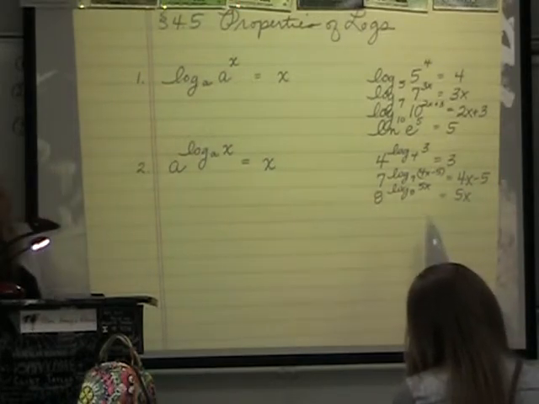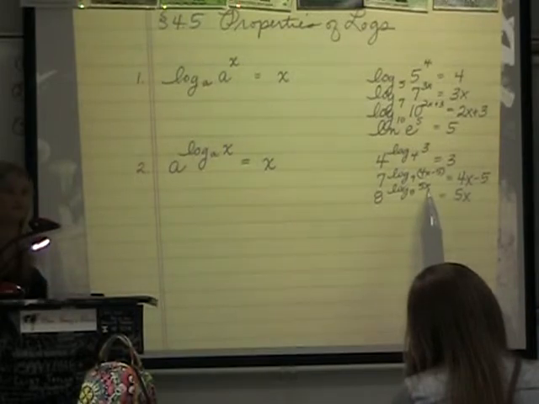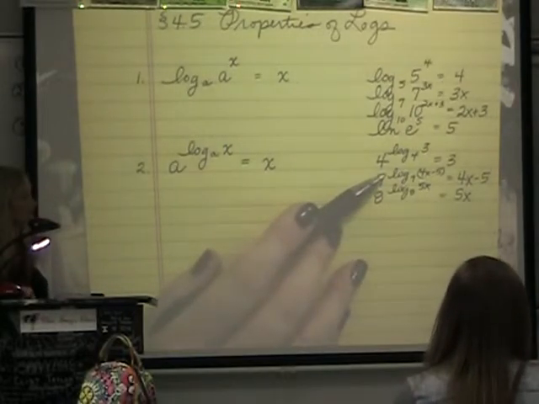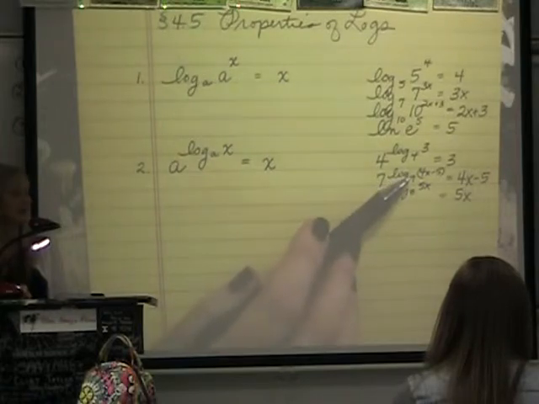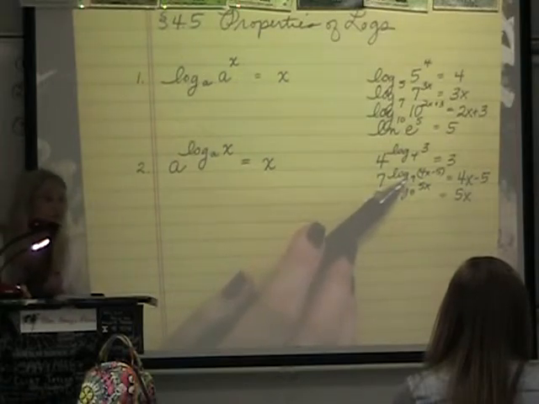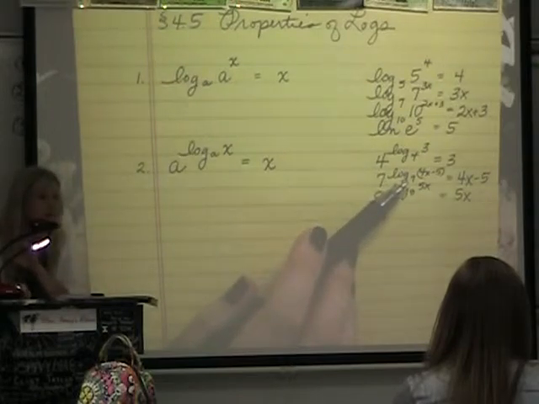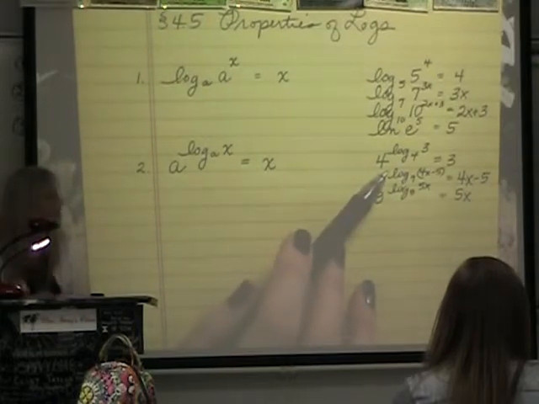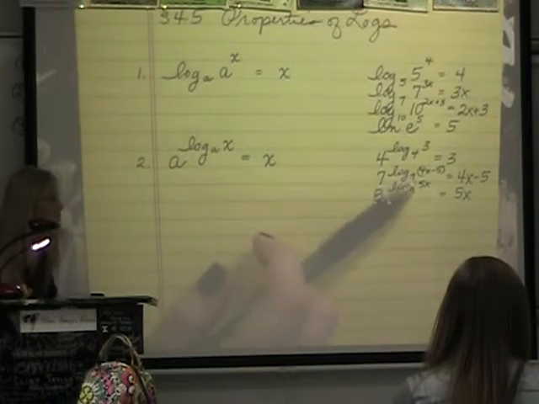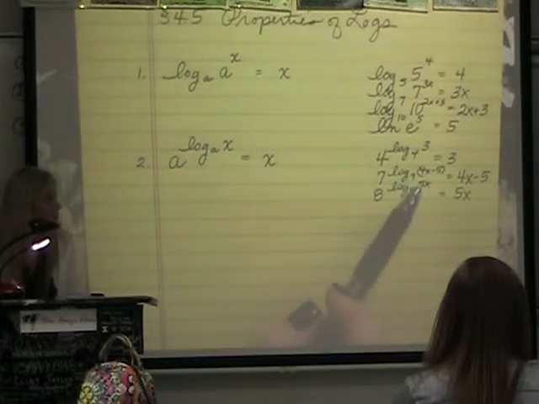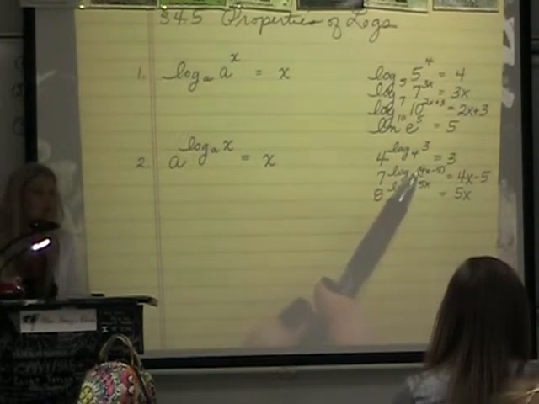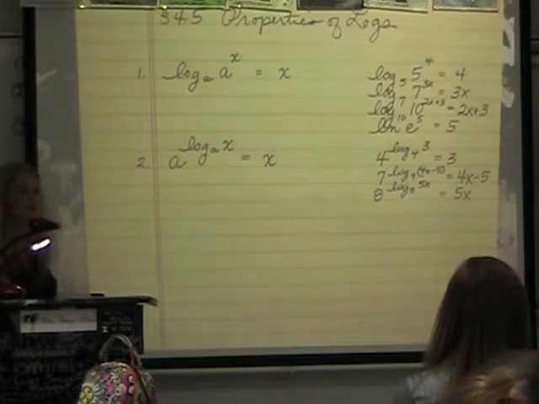Because the parentheses would be understood to be around the 5x. Now, in this case here, if I didn't have parentheses, they would be understood to be around the 4x only. And then the minus 5 would be on the outside, and that would create a problem for us in using this property. But if you just have a single term after the logarithm, you can certainly go ahead and apply the property. It's because there were multiple terms in the second example that I said we'd have to tweak it a little bit before we'd be able to use it.